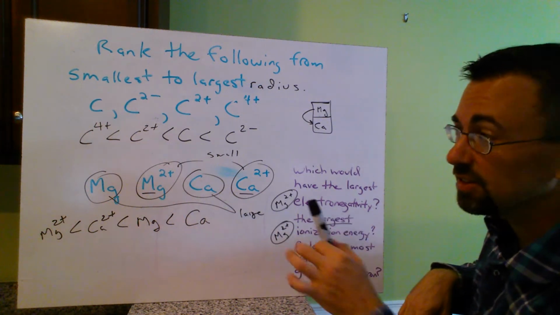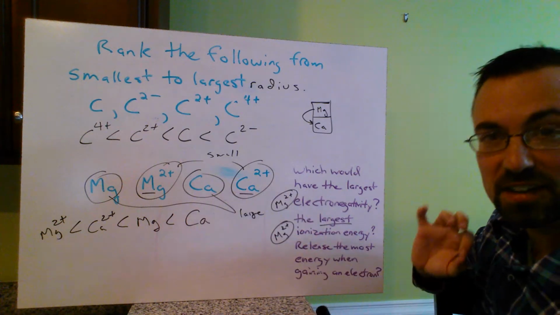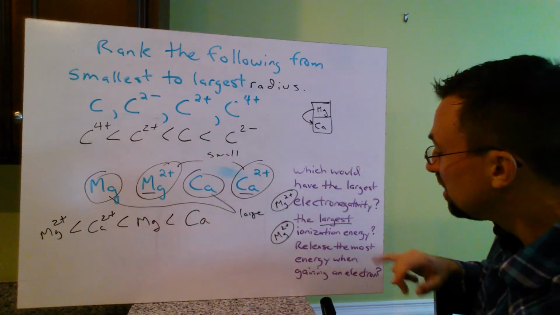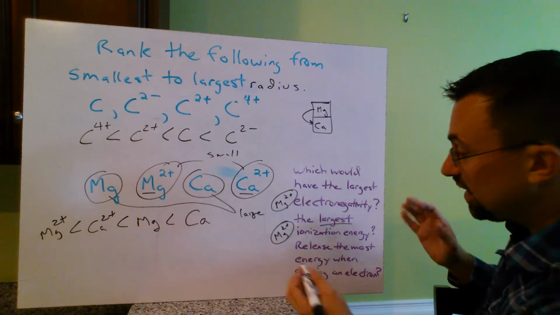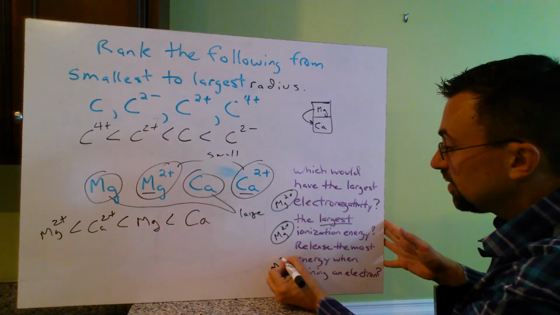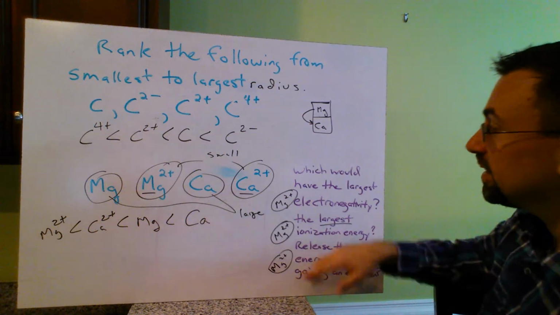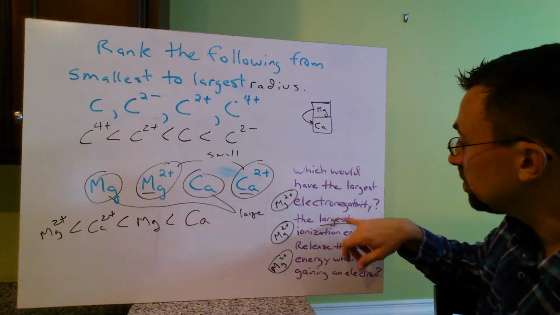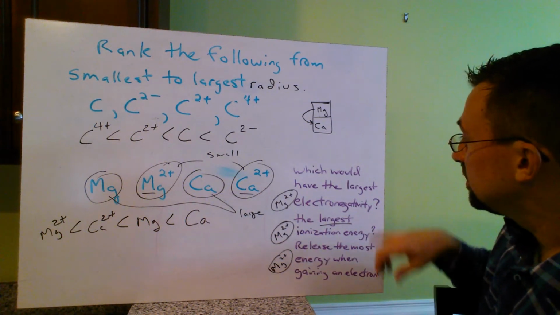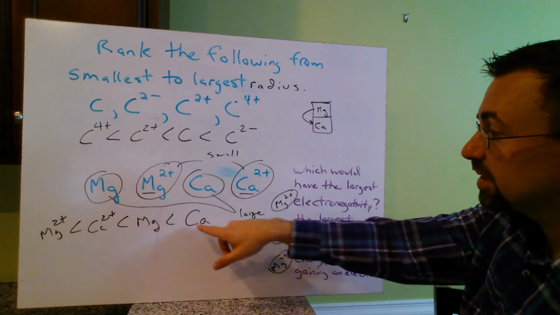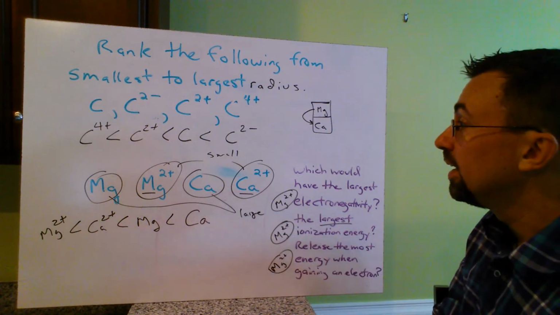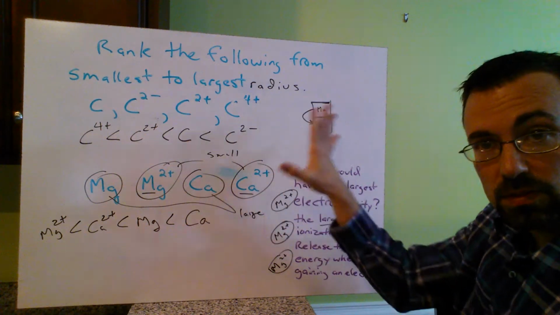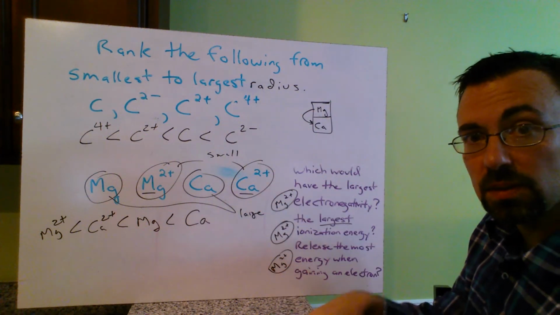And which would release the most energy when gaining an electron? Well, this gets into a definition that I haven't quite defined very well, which is on the next slide. But gaining an electron, again, which one's going to be the best at gaining an electron? Well, it's going to be the smallest one, the most positive one. So again, that's magnesium. So different ways. And of course, I could change this to smallest, and then the answer would be calcium. So again, read carefully, think about what they mean. That's pretty standard test questions I would ask.